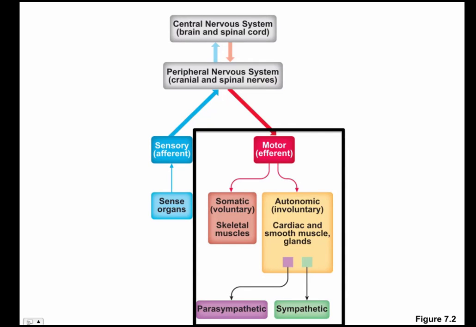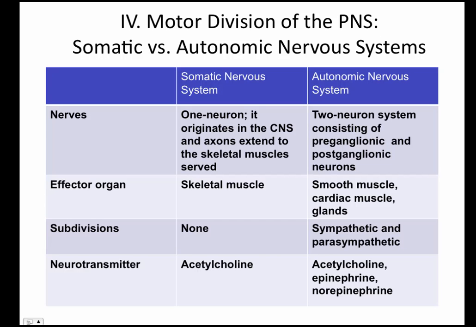So for the focus for the next few slides, we're going to look at this division right here. So the motor pathway, looking at the somatic and autonomic nervous system. And that's because we're going to see how we can control these, but depending on how many nerves that we're going to use. And so looking at a nerve in itself, in the somatic nervous system, we're only dealing with one neuron, in which it originates from the central nervous system and extends directly to the skeletal muscles. Okay, let's give an example.